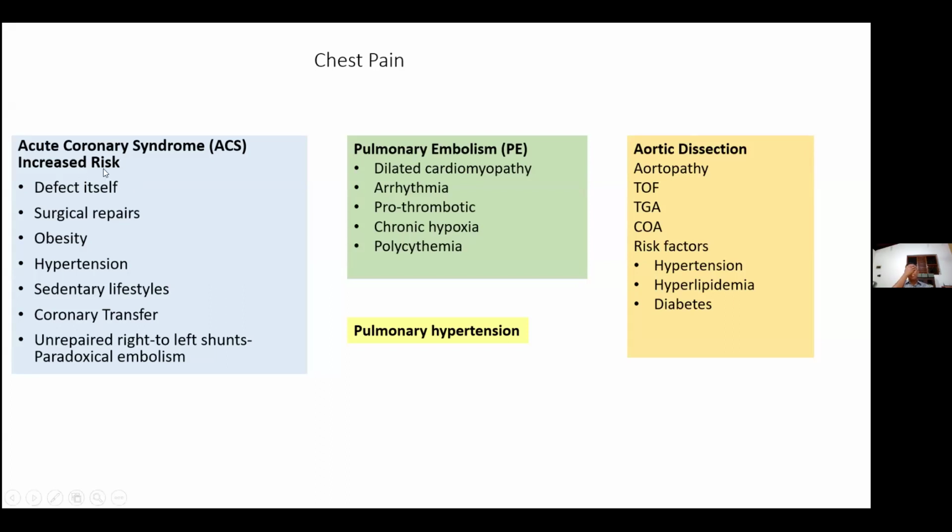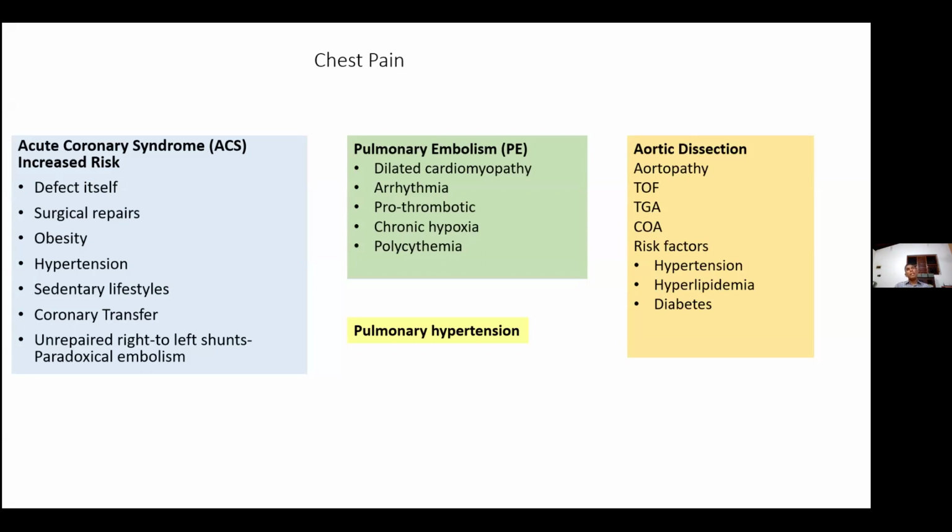I have mentioned last time, the patients can have the right coronary artery arising from the left coronary sinus, or the left coronary artery arising from the right coronary sinus. These are abnormal coronaries, so they can get compressed between the aorta and pulmonary artery, and sometimes the surgical repairs will damage the coronaries, causing coronary stenosis.